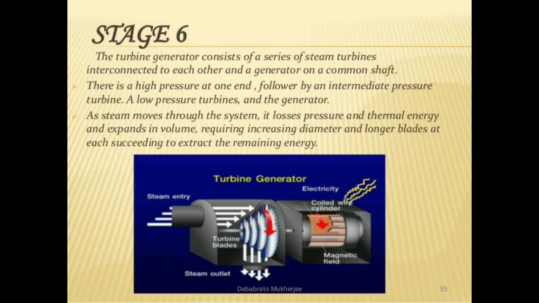Stage 6. This is a turbine generator, consisting of a series of turbines connected with each other and a generator on a common shaft. So, turbine: high pressure, low pressure, intermediate pressure, low pressure, then coupling medium, then generator, where a magnetic field is produced, through which electricity is generated.